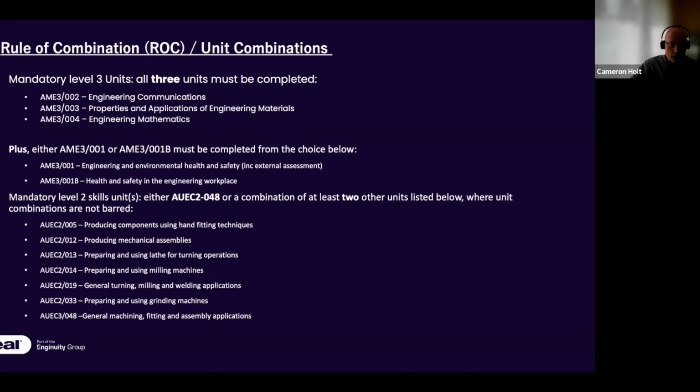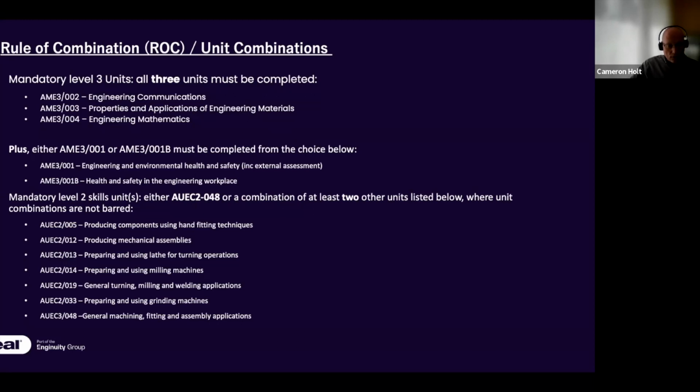So either the existing unit from the diploma in machining, which has got the external assessment, the engineering, environmental, health and safety unit, or you've got the option to deliver the health and safety in an engineering workplace, which hasn't got the external assessment. And that's the unit that's within the AME, the Advanced Manufacturing Engineering Development Knowledge qualification. So you've got 4 mandatory units. Just to make that clear, there's 4 mandatories, there's 3 plus 1, either one of the health and safety. And then you've got mandated level 2 skills units.